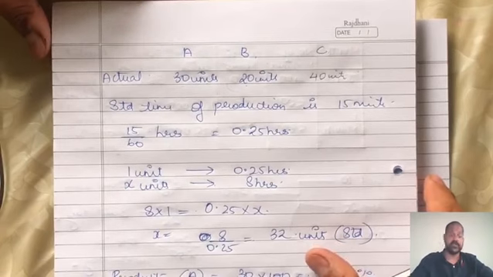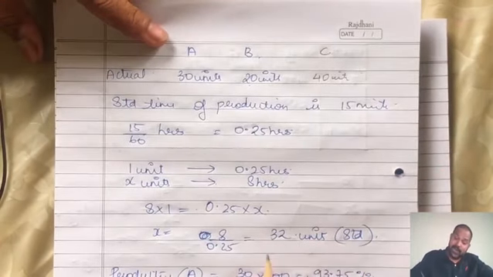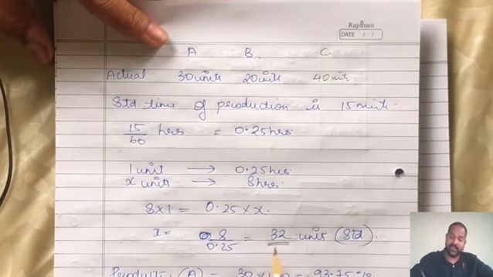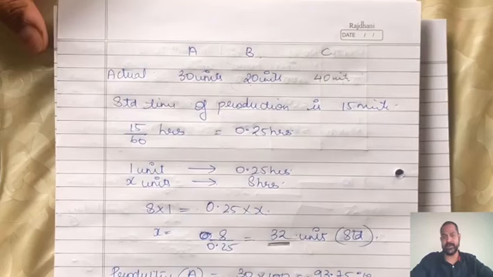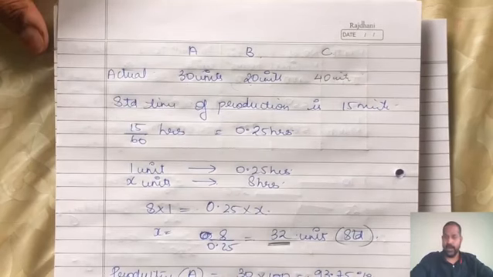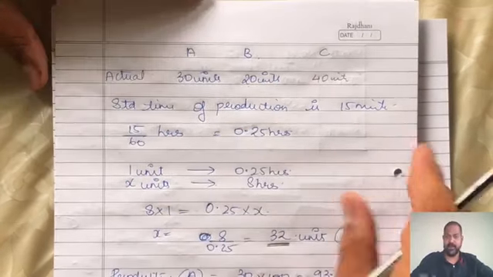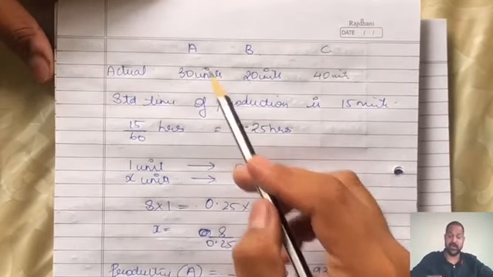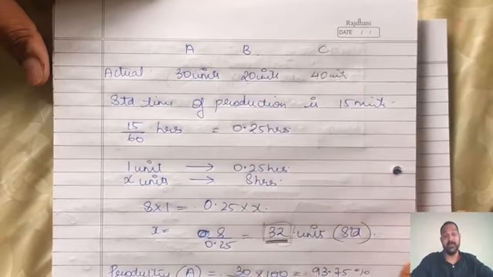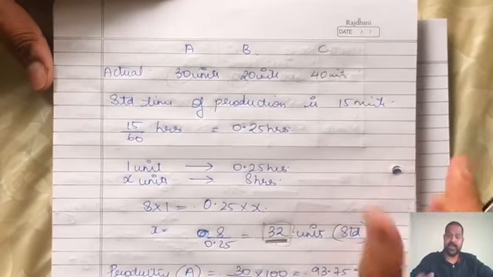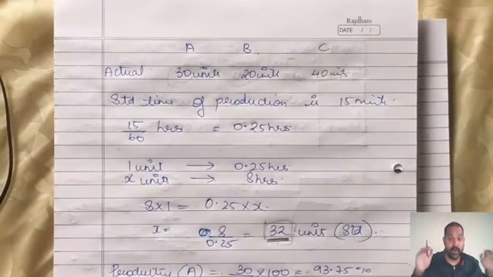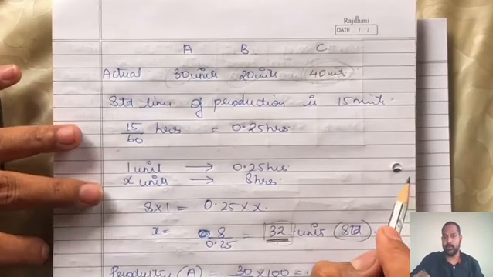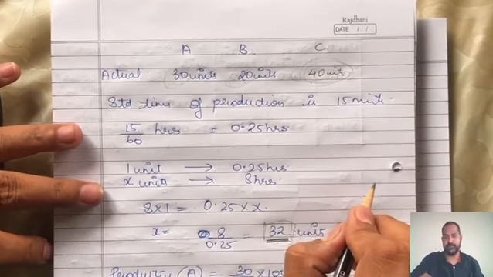Because of all these reasons, it could happen that I am getting an even better output than the standard that I am expecting. Now, I have 3 workers in my factory. I am expecting all 3 to make 32 units. A only makes 30, B only makes 20, while C makes 40 units. In the same time, which means in the same overheads, C is giving me a better output.